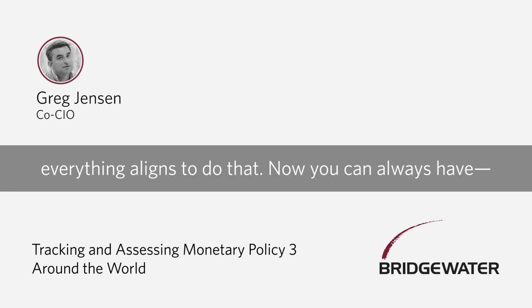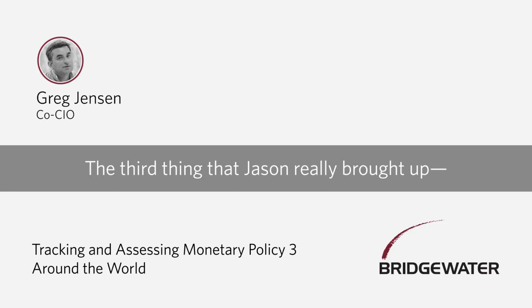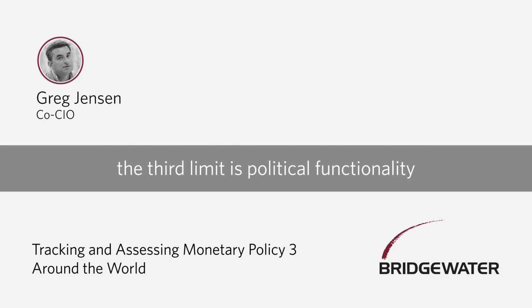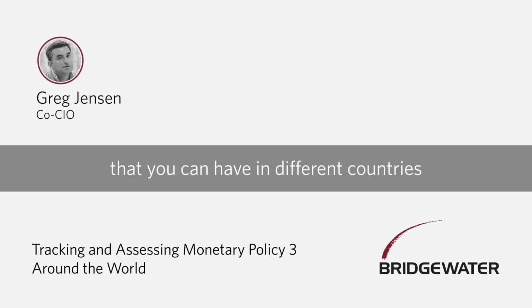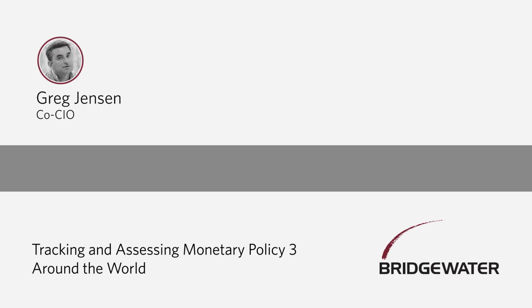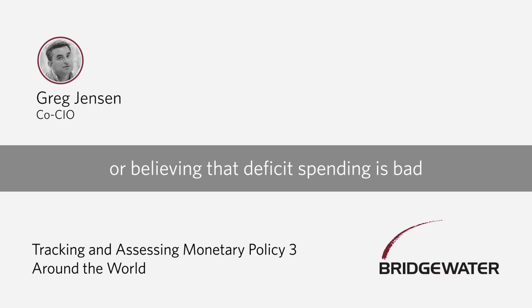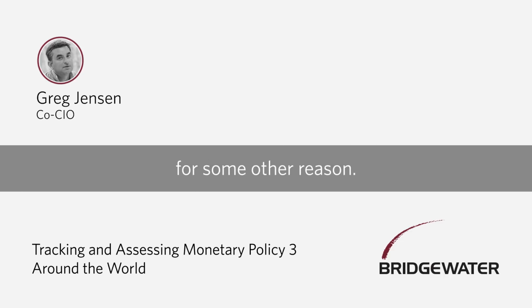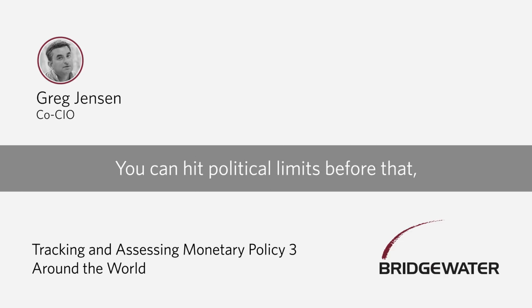Now, you can always have the third thing that Jason really brought up, the third limit is political functionality that you can have in different countries for other political reasons, people not believing the government's too corrupt, or believing that deficit spending is bad for some other reason. You could hit political limits before that, and you might bump into those.